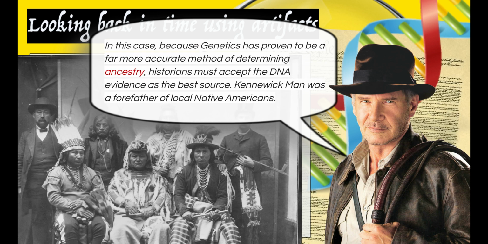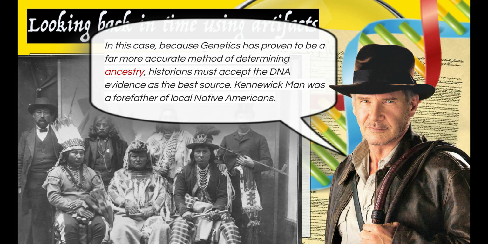So in this case, genetics has proven to be a far more accurate method of determining ancestry. Ancestry is basically what your ethnic origins are, right? Your family or ethnic descent. Historians must accept the DNA evidence in this case as the best source. So Kennewick Man was a forefather of local Native Americans. That's what historians must accept.